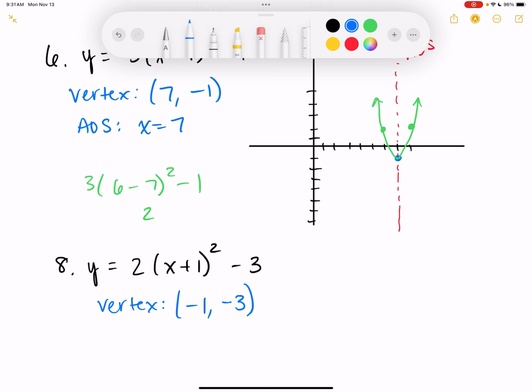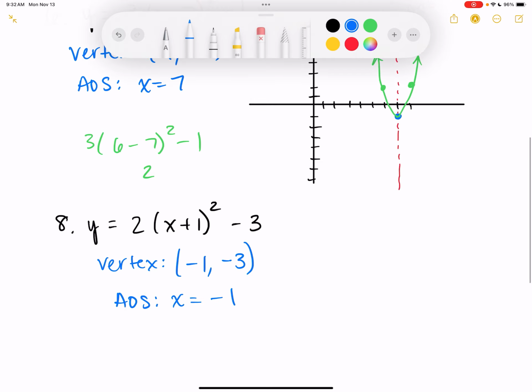So what does that make my axis of symmetry? X equals -1. And then, are we opening up or down? Up, to positive. Yeah, number out front. It's always what we're looking for.